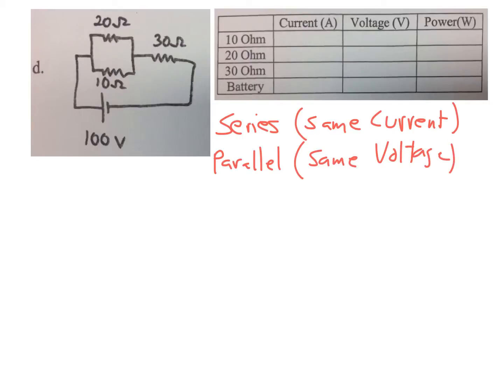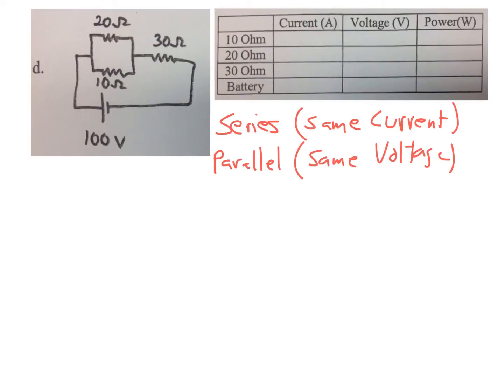Here we have a circuit that has some parallel, some series. For example, the 20 and the 10 ohm resistors are in parallel. I know they will have the same voltage as each other. If the 30 ohm resistor weren't in this circuit, they would each be 100 volts, but they're not 100 volts. They're each equal to each other, but not equal to the battery voltage. We'll come back to that.